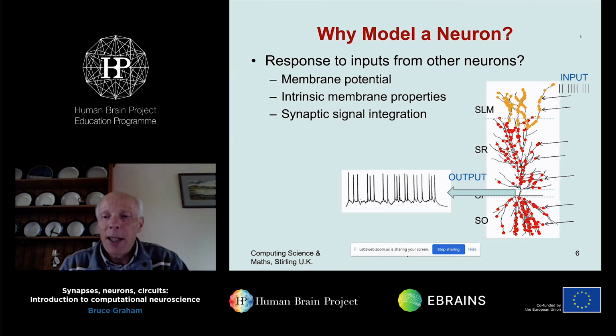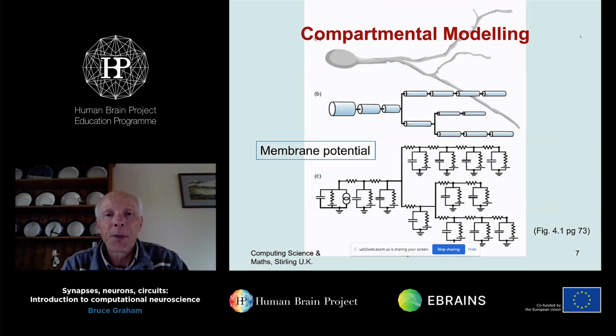So there are many good reasons to model and simulate detailed models of single neurons. And what I want to do now is just give you some idea of the components of such simulations. Basically, what we're doing is building up the picture of a neuron as an electrical device. And so we can develop a description of a neuron in terms of electrical circuits, as shown here.